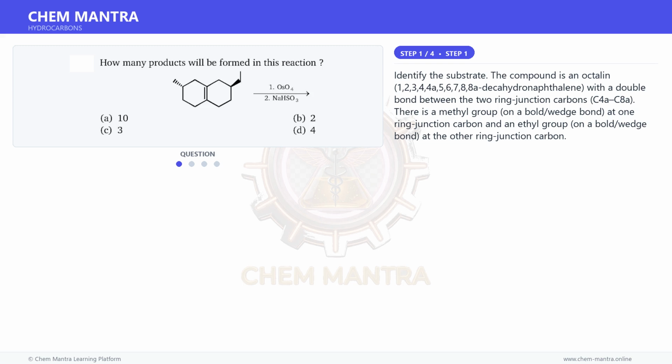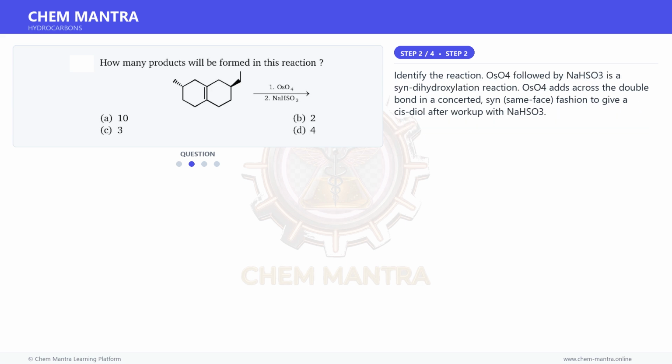Identify the substrate. The compound is an octalene, 1,2,3,4,4a,5,6,7,8,8a-decahydronaphthalene, with a double bond between the two ring junction carbons, C4a and C8a. There is a methyl group on a bold wedge bond at one ring junction carbon and an ethyl group on a bold wedge bond at the other ring junction carbon. Moving on to the next step.